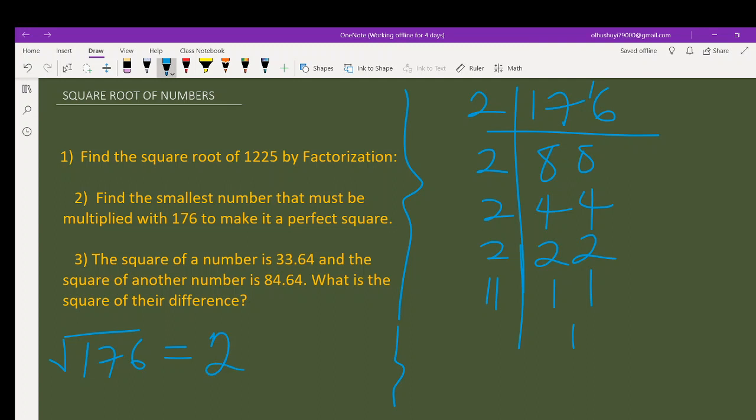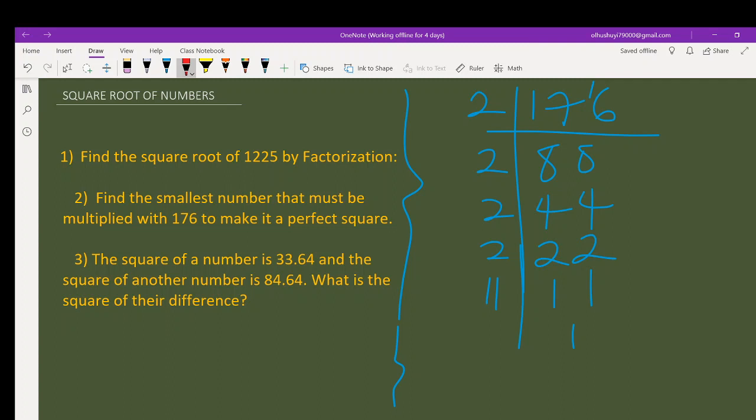Don't forget, you're not looking for square roots. They say find the smallest number that must be multiplied with 176 to make it a perfect square. It's not a perfect square here because, as I said, when you have a perfect square, then you can take the square root of that number. But since this is not a perfect square, how can we make it a perfect square?